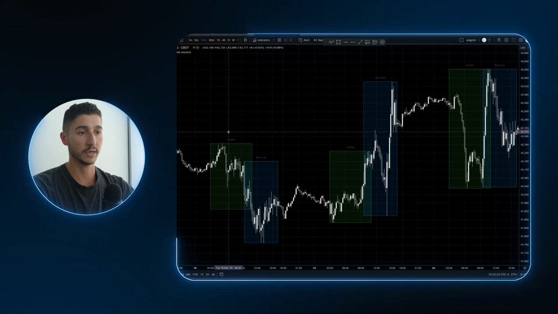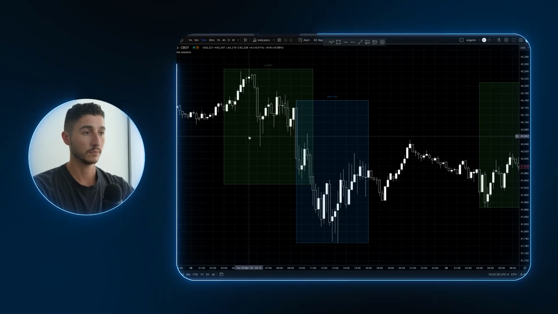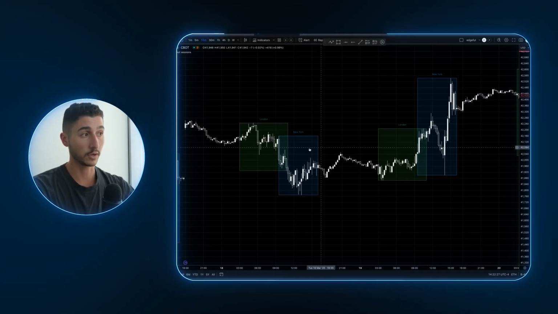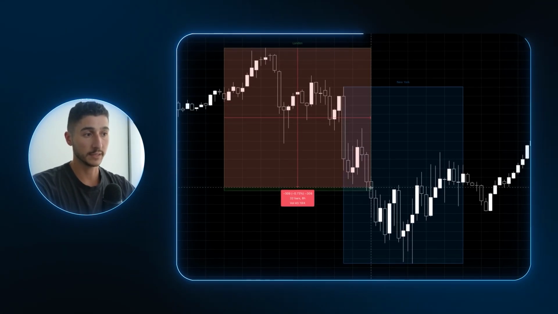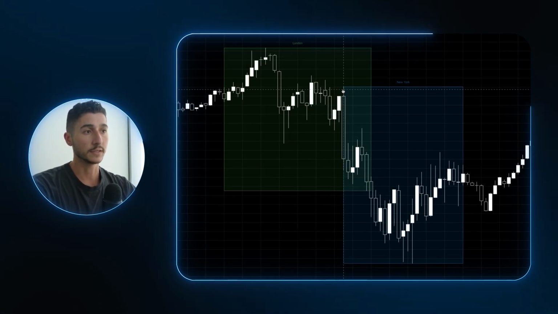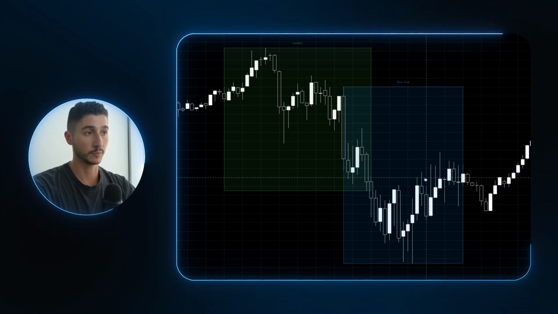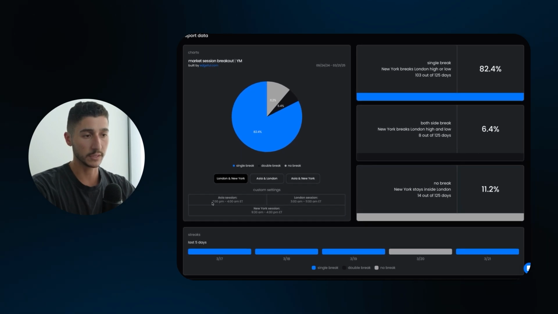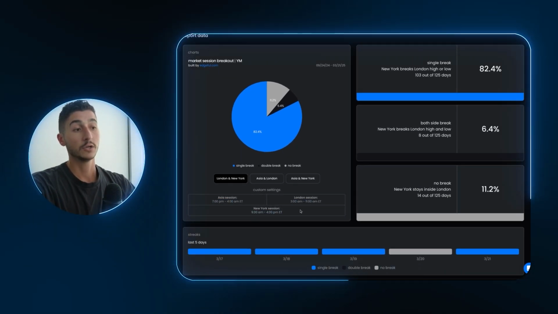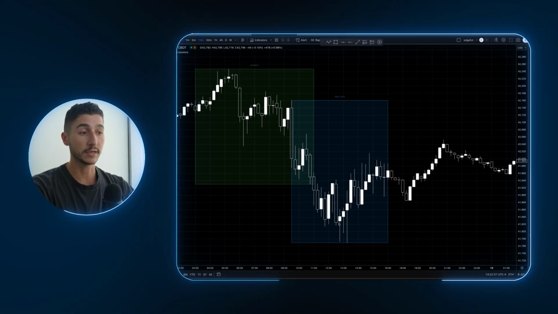So let's look at a couple examples. These are all single break days, but here's a really great example. This is the London session right over here. This is the New York session over here. This blue box is the New York. Now, what's very important about this report, you can see the start and end times of each of the sessions. So there is the overlap. We are considering the overlap.